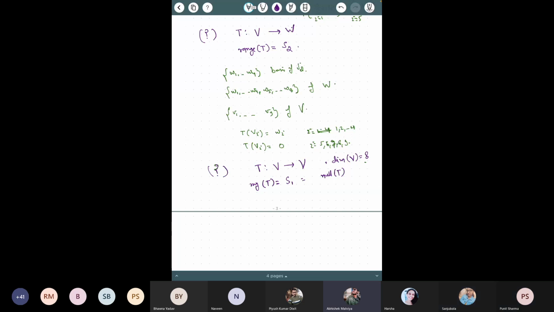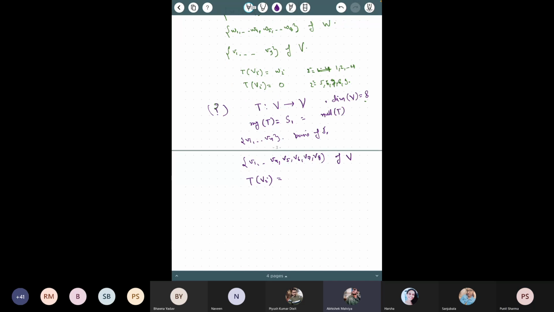Take a basis of S1, then extend it to V, then map. So let's say V1 to V4 is a basis of S1. Then you are saying extend this basis to a basis of V. Then now tell me T(Vi). T(Vi) equals Vi for i from 1 to 4. Okay. And T(Vi) equals 0 for the rest.